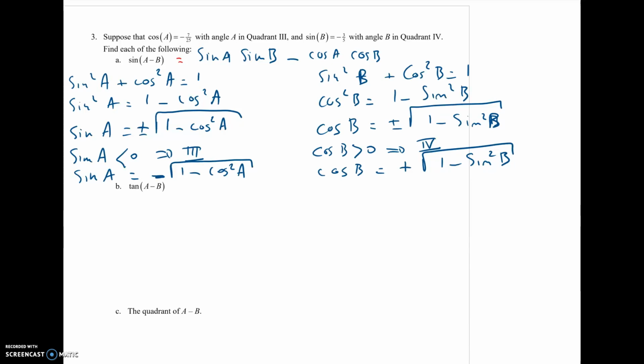Let's do problem number B. Tangent(A − B). Well, I know that tangent(A − B) is basically sin(A − B) divided by cos(A − B). Because I know the value of sin A, sin B, cos A, and cos B, I can totally substitute the values inside this formula by transforming sin(A − B) and cos(A − B), and I will be able to find the value of tangent(A − B).